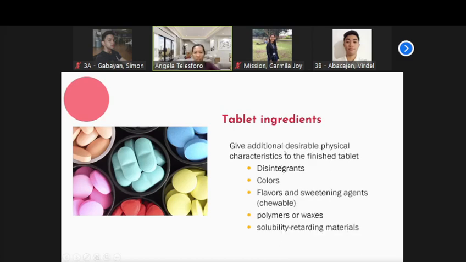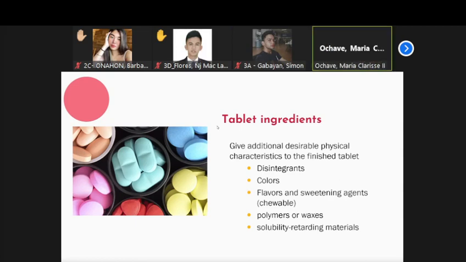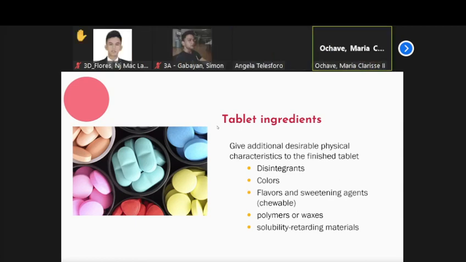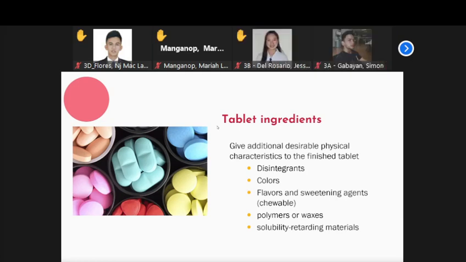So give additional desirable physical characteristics to the finished tablet. So we have disintegrants. So why is there a need to add disintegrants to our tablets? Ochave? For the GIT po, ma'am. Para di siya mag-dissolve dayon po, ma'am. Ha? No. Sino nag-no dyan? Sige, unahon.